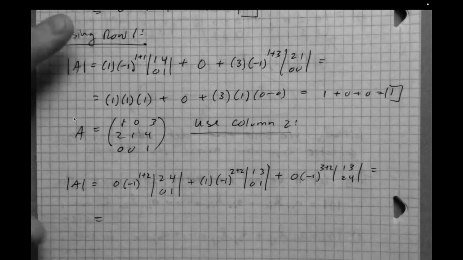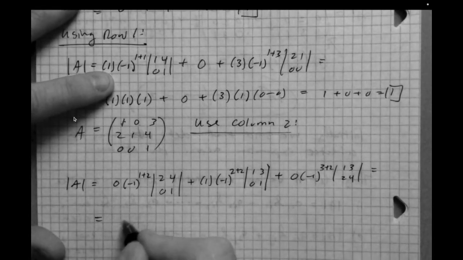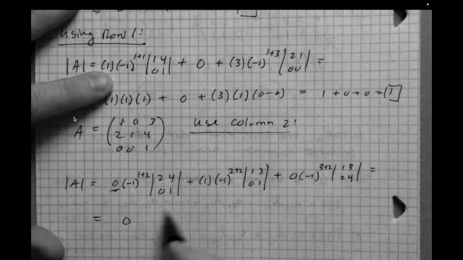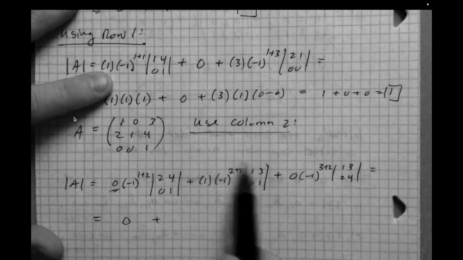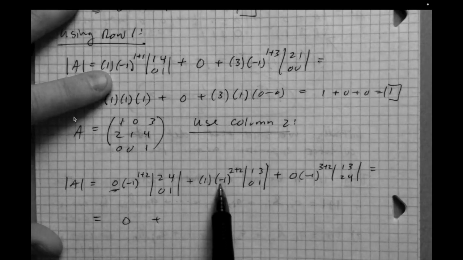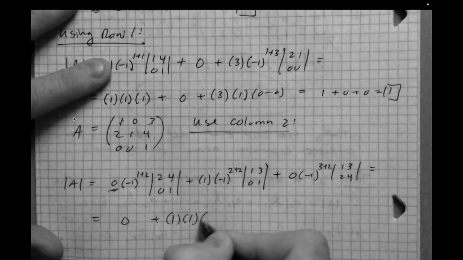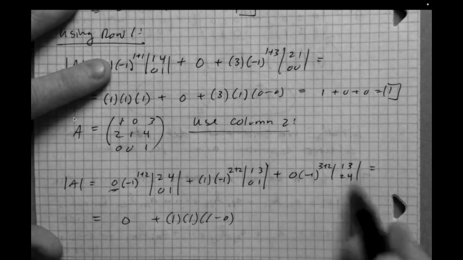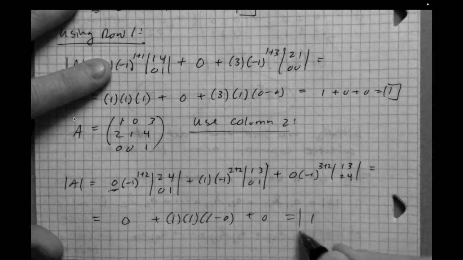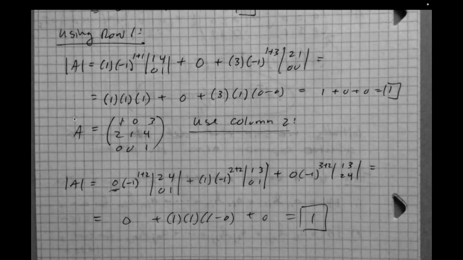Okay, right, and we can just go through this quickly, and we know that this is going to be 0 because I've got a 0 there. The middle one is where we're going to get something, and it's going to be 1 times 1 times 1 minus 0. And then the last one will be 0 as well. So you can see we get 1 once again.